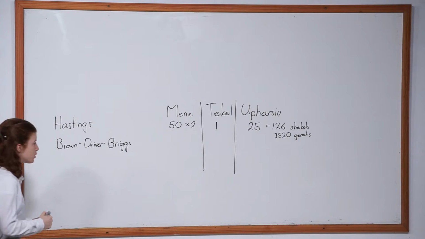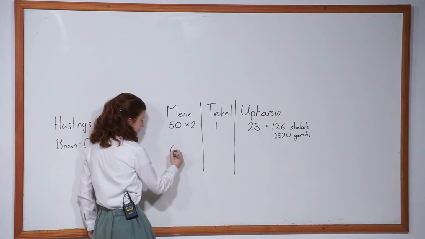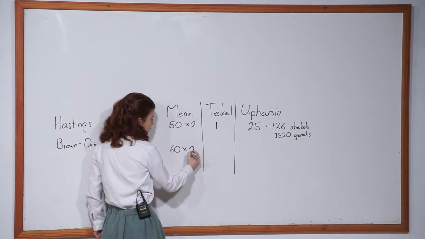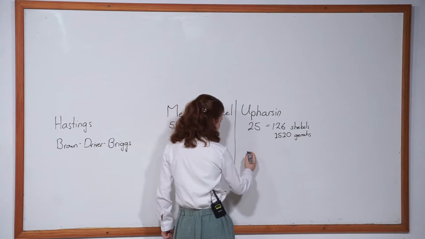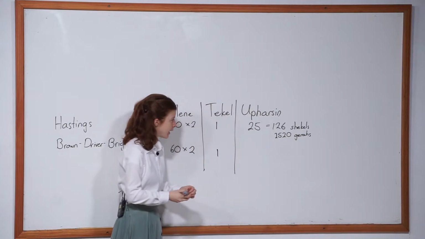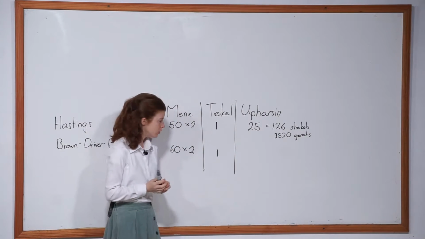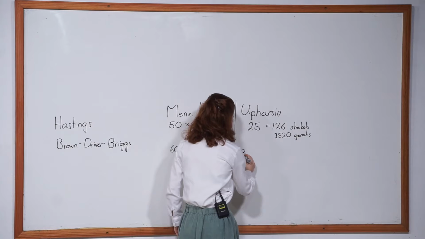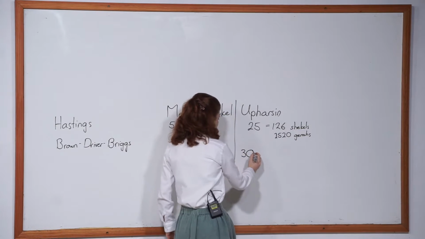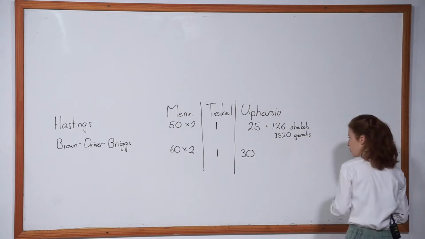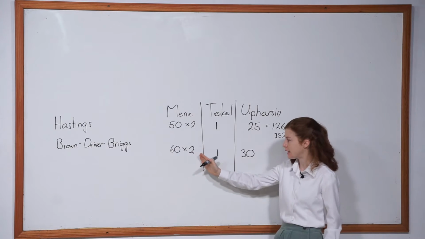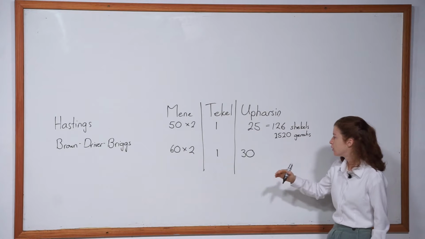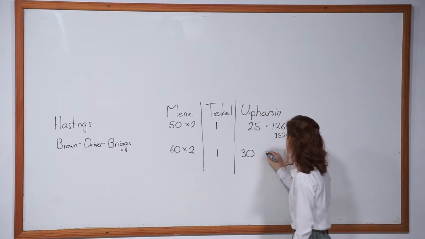And again, it's times 2. You have 60 times 2, still 1 Tekel. But Ufarsin means a split or division, to be broken into 2, which is why it's half of a Mene. And this equals 151.